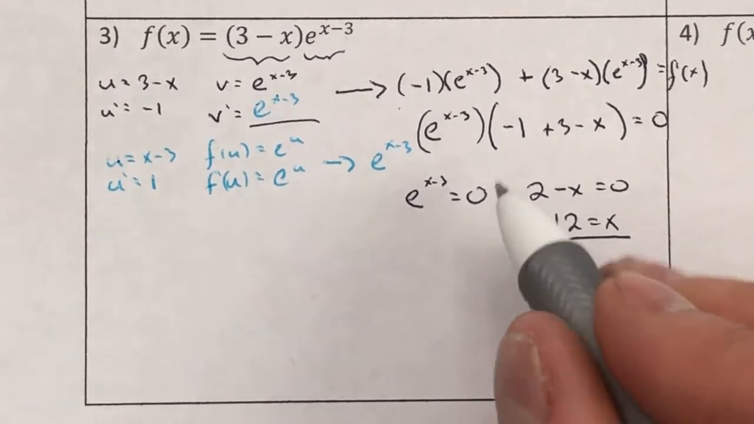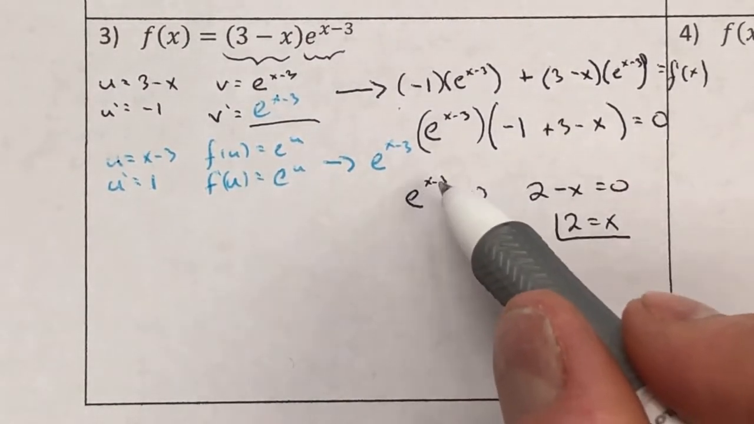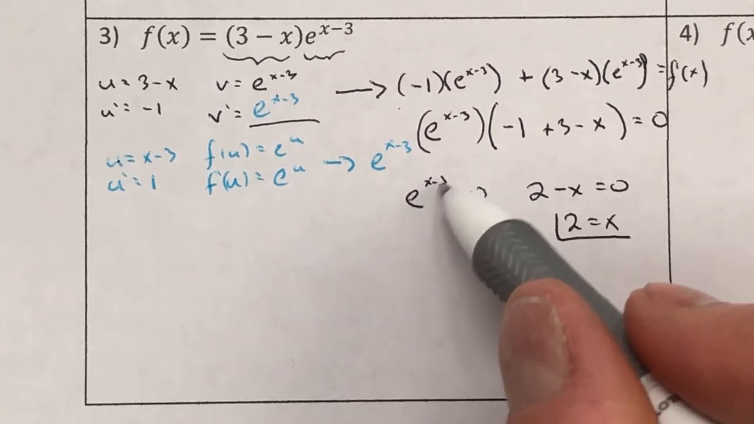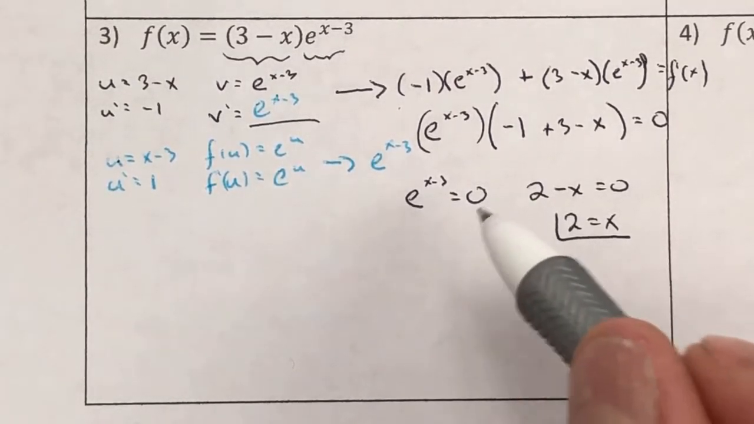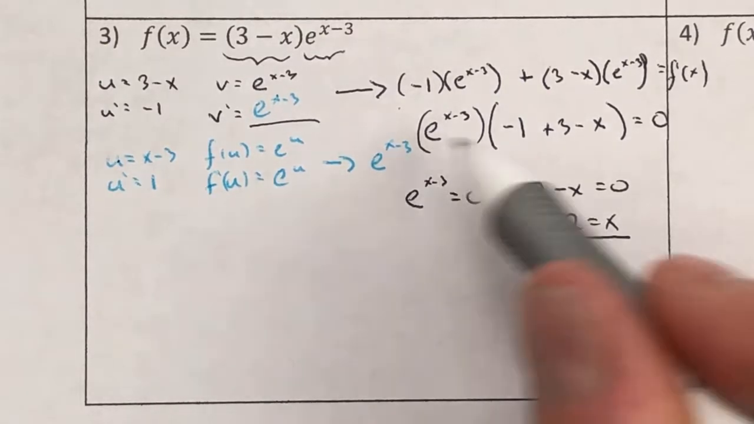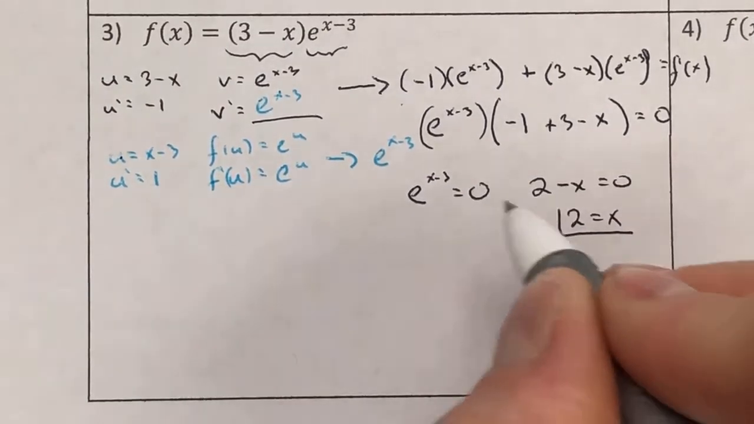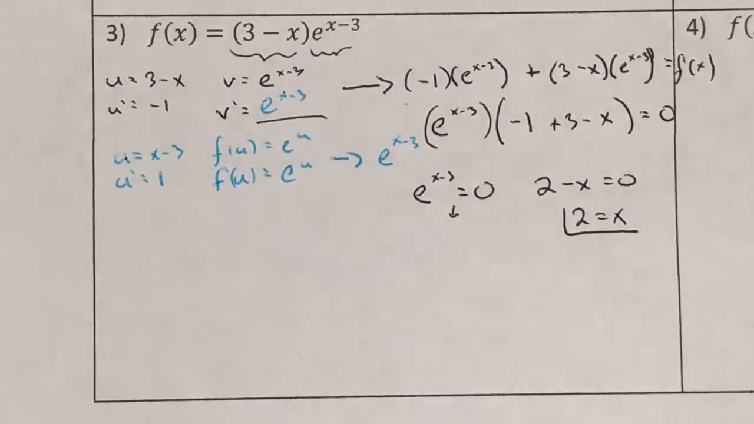I want to see what type of value that is. This one is an interesting point because no matter what value I plug in, I cannot get e to any power to be 0. But it does tell us something about the behavior of the graph, and we'll come back to this here in just a moment. So let's go ahead and put a pause on that.